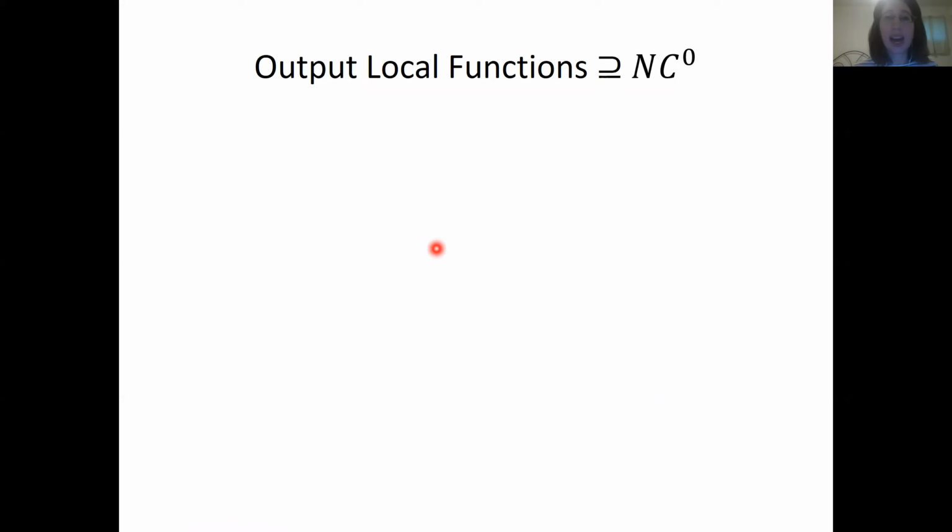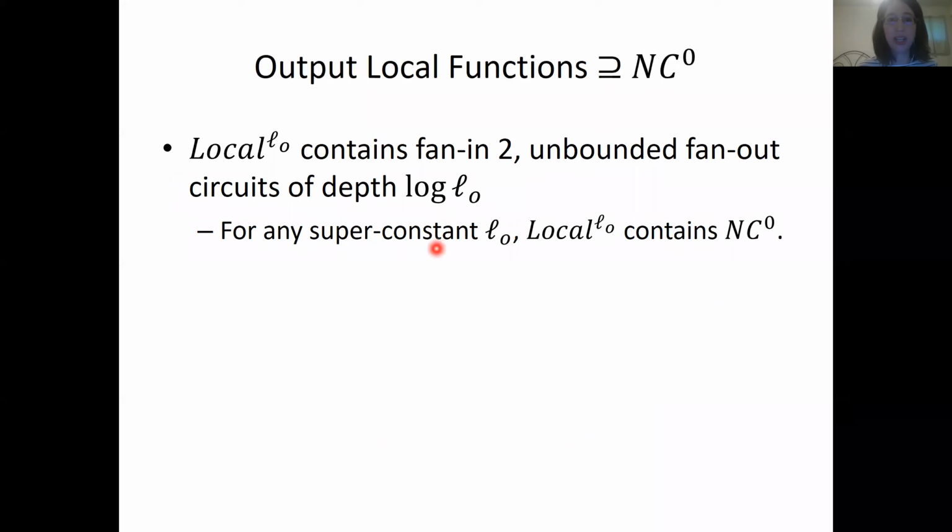It turns out that output local functions are already interesting for one reason, because they contain the class NC0, which is one of the classes that we're interested in. In fact, local LO contains fan-in-2 circuits of depth log LO. And so for any super constant LO, local LO will contain NC0.